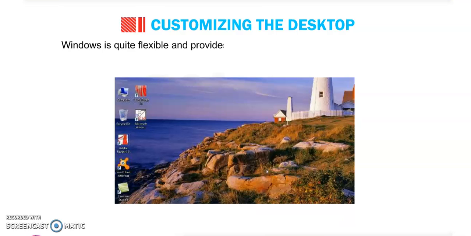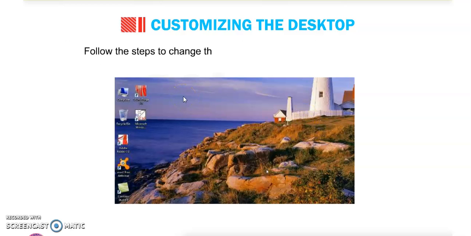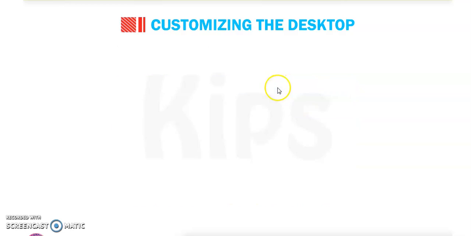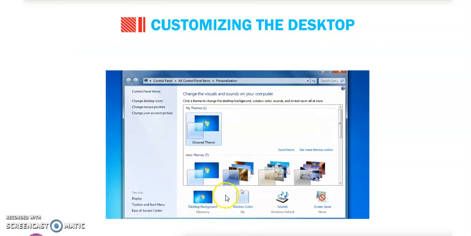Okay, the first screen that appears when we start our computer is the desktop, and we can customize our desktop. We can make different changes in our desktop formatting. Windows is quite flexible and provides options to change the settings of the desktop according to your choice. Follow the steps to change the color scheme of the computer screen. If you want to change the color scheme, first you have to right click on the blank area of the desktop like this, and this pop-up menu will appear, and then select the Personalize option.